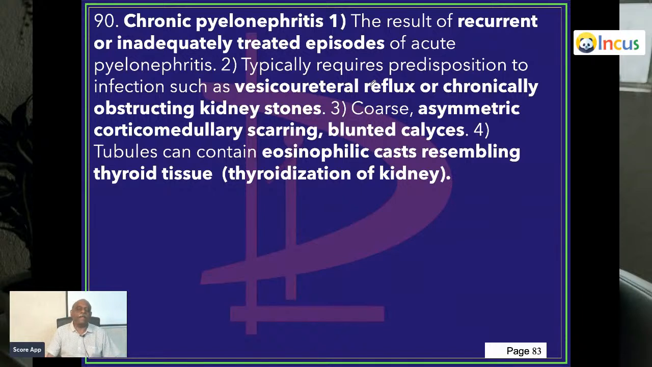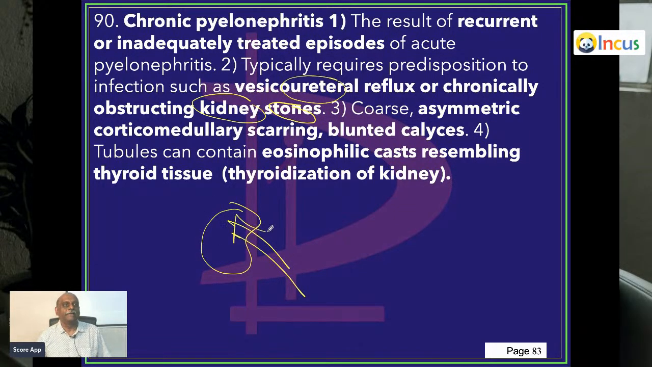Then comes chronic pyelonephritis. Any recurrent attacks of acute pyelonephritis or inadequately treated pyelonephritis. For an adult patient, you give a pediatric dosage of the drug. That can lead to inadequate treatment, which can lead to chronic pyelonephritis. Typically, it is a vesico-ureteric reflux. Unless you treat the reflux, there will be recurrent pyelonephritic episodes. Or any chronically obstructing kidney stones will also cause chronic recurrent pyelonephritis.